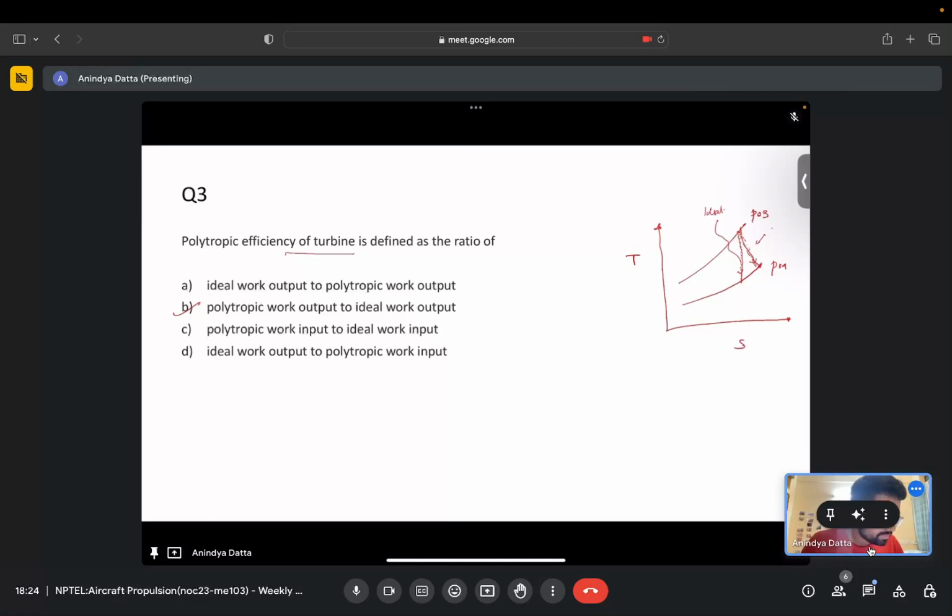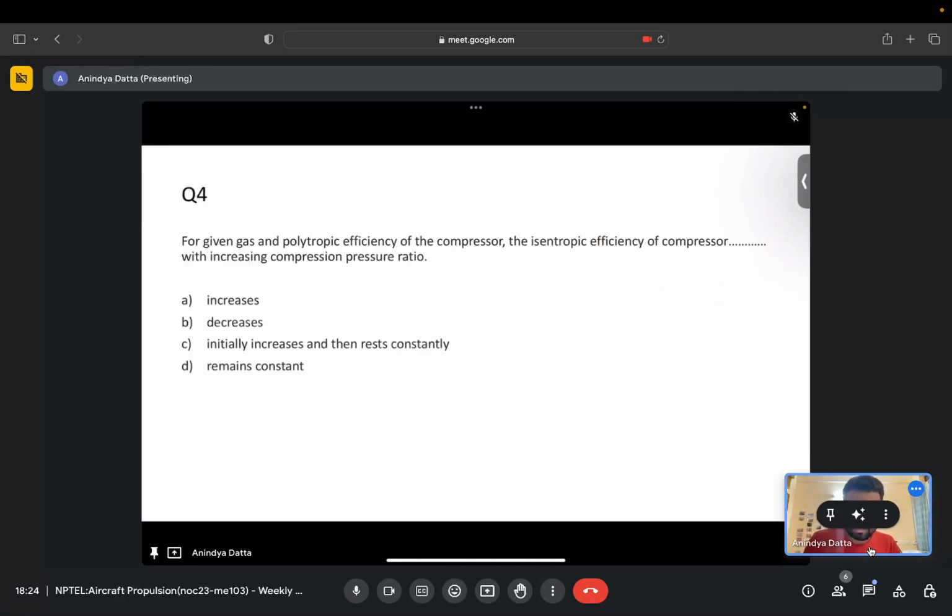Okay, now coming to question 4. For a given gas and polytropic efficiency of the compressor, how does the isentropic efficiency of the compressor vary with increasing compression ratio? What will be the answer? Increases.